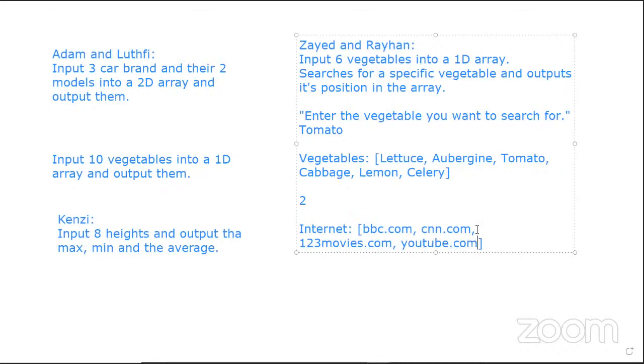The internet works in a very similar way. The user enters what website they want to go to in the search engine, and the internet will search through its array, and then find 123movies.com, it's here. And then usually in this area of the array, that is where the website is stored. So this is very similar to the internet.